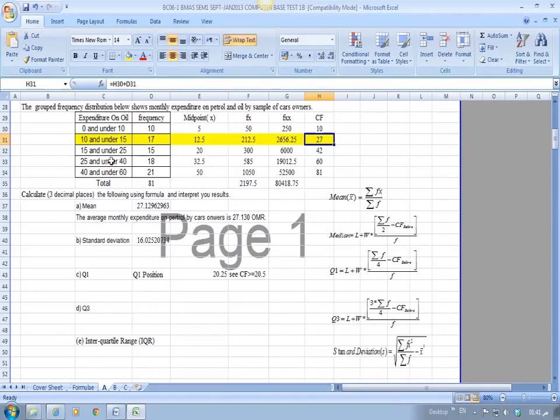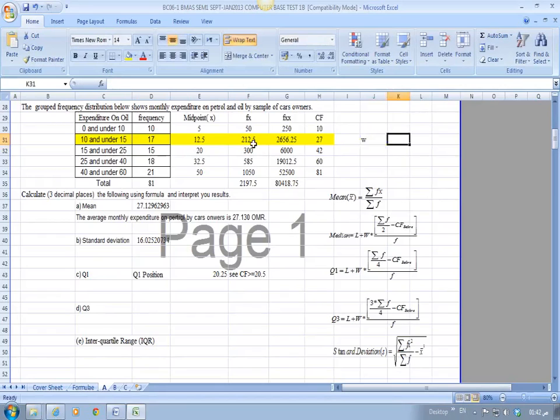This one, the width of it is equal to 40 minus 25. If you don't know how to calculate this, you can use the calculator in Excel to find the width. Suppose I want to find the difference between 15 and 25, I will write equal 25 minus 15, then it will give me 10, like that.